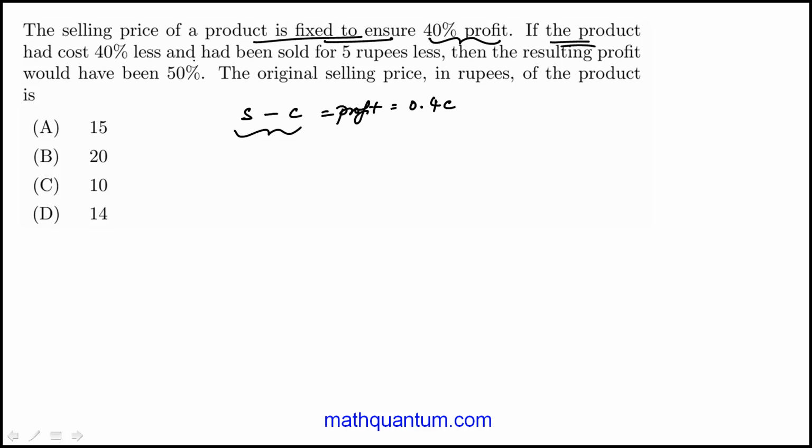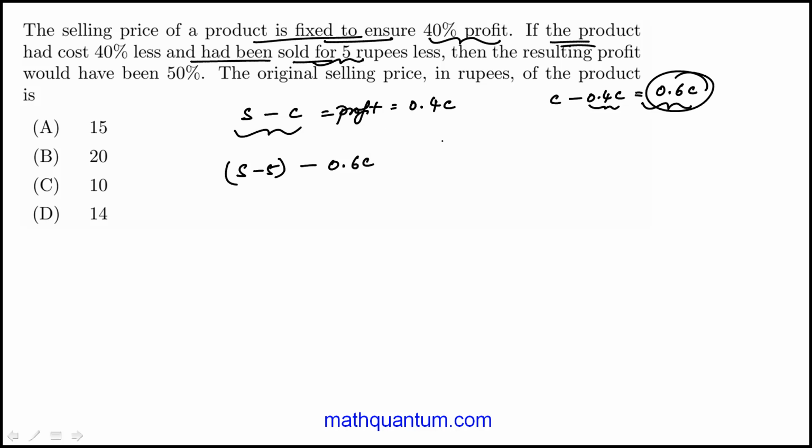Now I will translate the modified version, where they're saying if the product had cost 40% less. So C minus 0.4C, which is 40%. Or you can also write in one shot that the new cost is 0.6C, 60%, and had been sold for 5 rupees less, meaning the selling price is S minus 5. This is our cost, the new lower cost. Then they're saying the resulting profit would have been 50%. So this would be 50% of this new cost. So these are my two equations, and now it's just algebra.